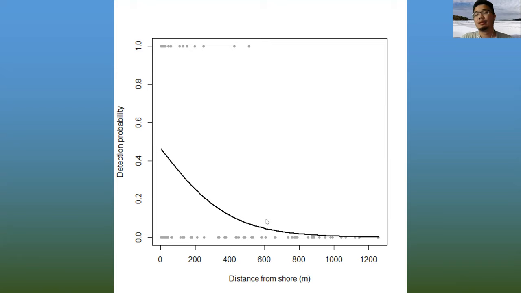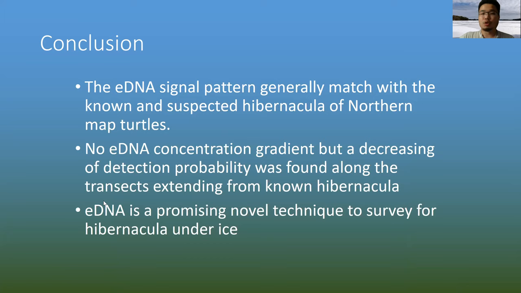So if you take a sample across a frozen lake and you have a signal, that means within a radius of about 500 meters, you might have a turtle or a group of turtles hibernating in the area. Okay, to jump into the quick conclusion of the study: the eDNA signal generally matched with known and suspected hibernation sites of northern map turtles in the lake. Instead of detecting a concentration gradient along the transects, we determined a decrease in detection probability along a transect extending from the known hibernation site.